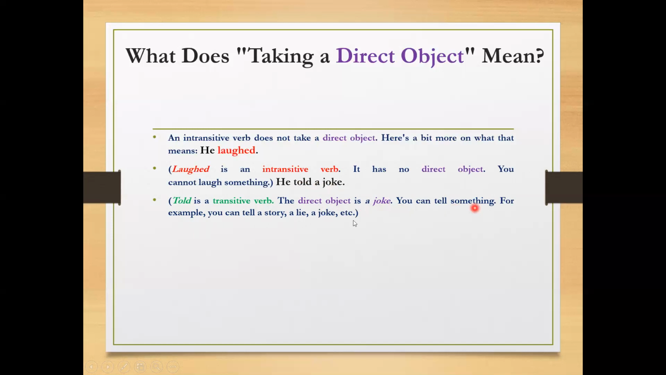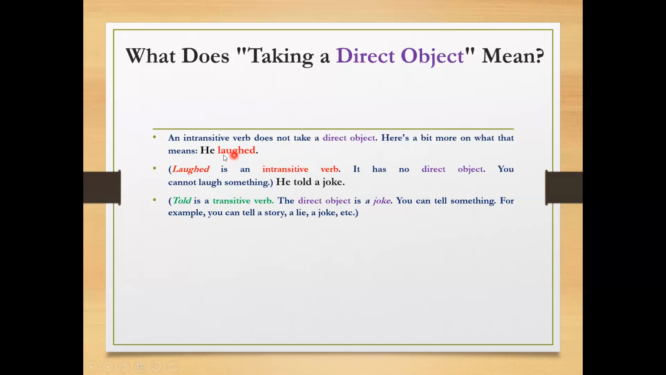You can tell something. For example, you can tell a story, a lie, a joke, etc. What did you tell? A joke. It means something is there; the receiver is connected with the action. But with laughed, there is nothing. We can't say that laughed is a transitive verb. It is intransitive.